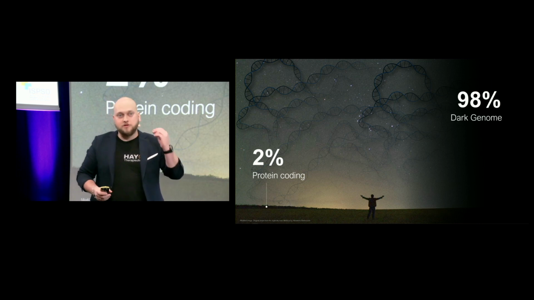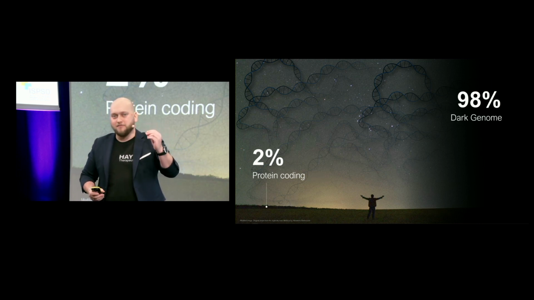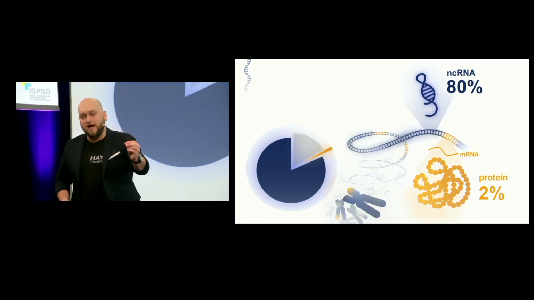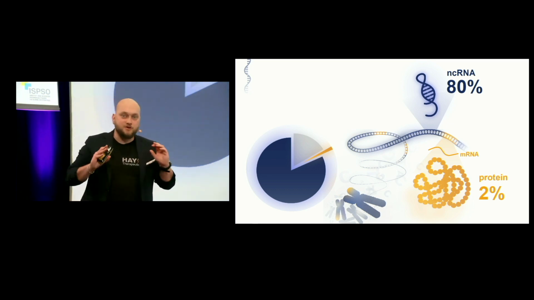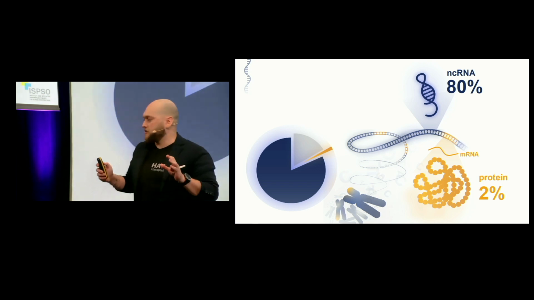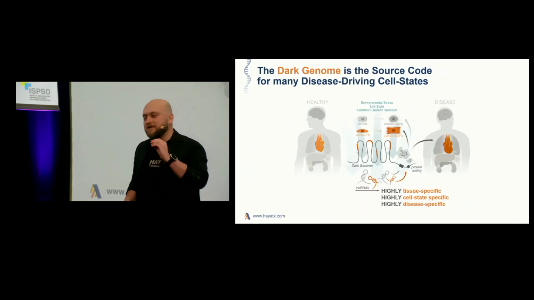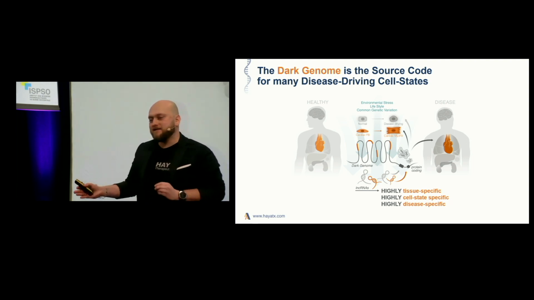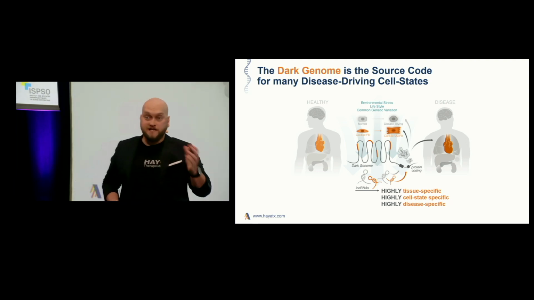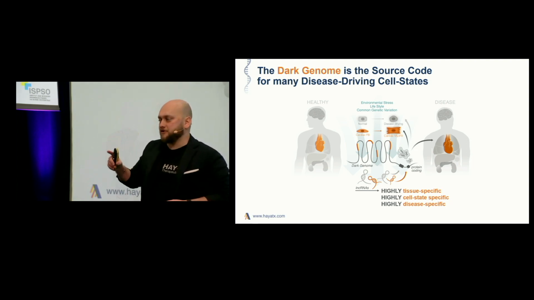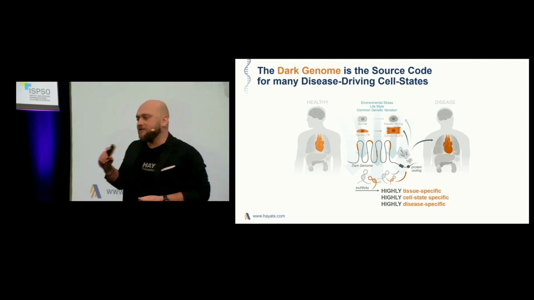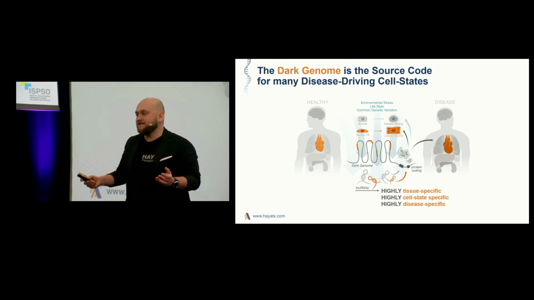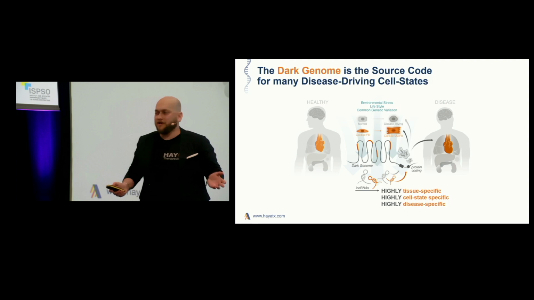And now, slowly, we're starting to understand more and more that most of this dark genome is still transcribed into RNA. These non-coding RNAs, and especially long non-coding RNAs, are really the molecular switches which define cellular identity and function in physiological, but more importantly, in pathological disease conditions. And they do it with a very high degree of tissue, cell state, and disease specificity. So how can they do it?